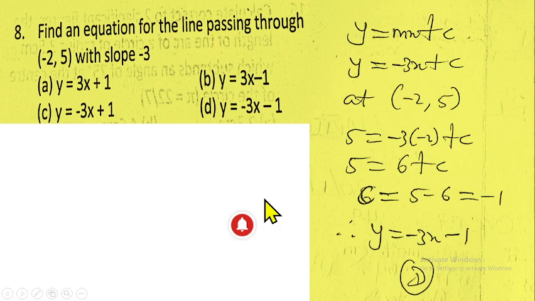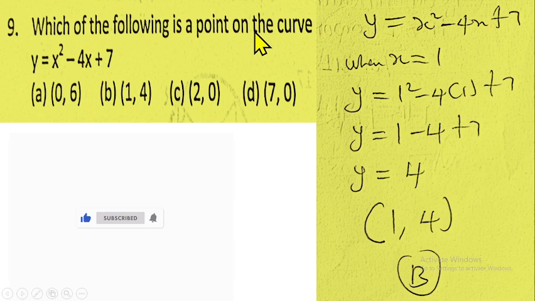Question number 9, which of the following is a point on the curve? Y is equal to x squared minus 4x plus 7. So out of all these coordinates given to us, which one is a point on this curve? It's quite simple. For this coordinate, x is 0, y is 6. If I put 0 here, this becomes 0. So y is 7, which is not 6. So that means this one is wrong.